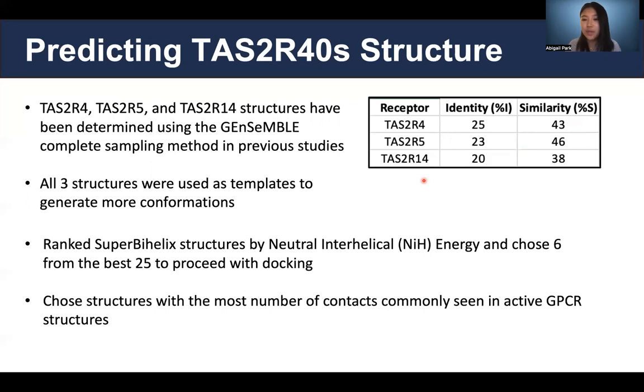And so then after we completed the GEnSeMBLE procedure, the structures were ranked by neutral interhelical energy, and we chose the structures that showed the most number of contacts commonly seen in active GPCR structures. And these structures were chosen to proceed with docking.